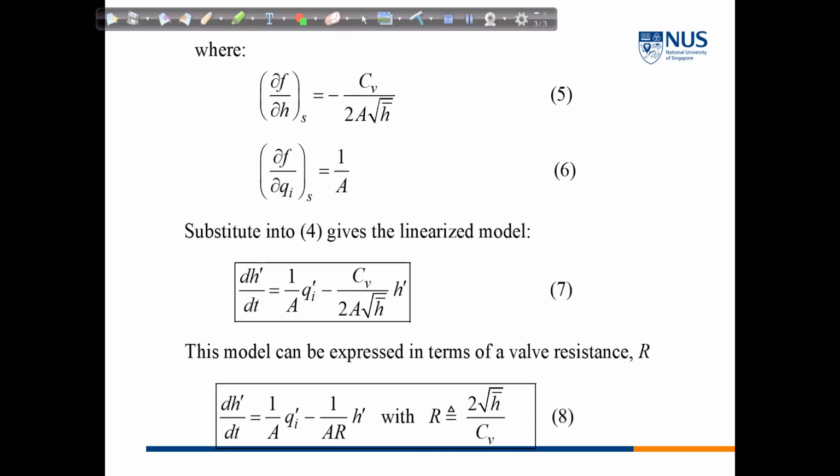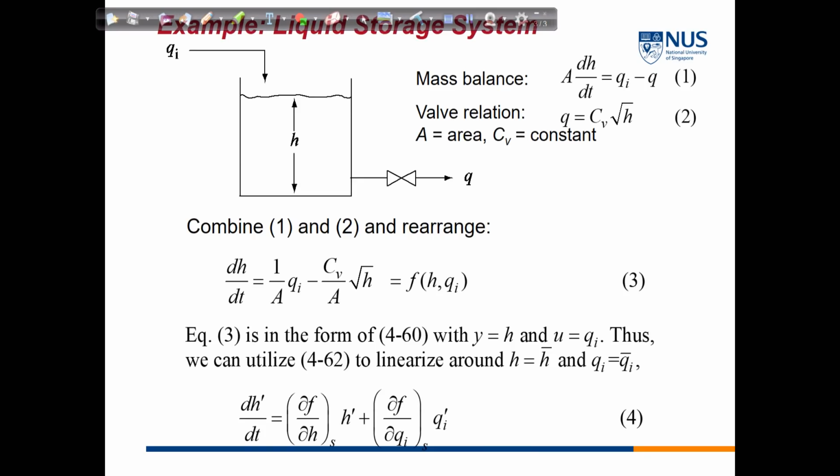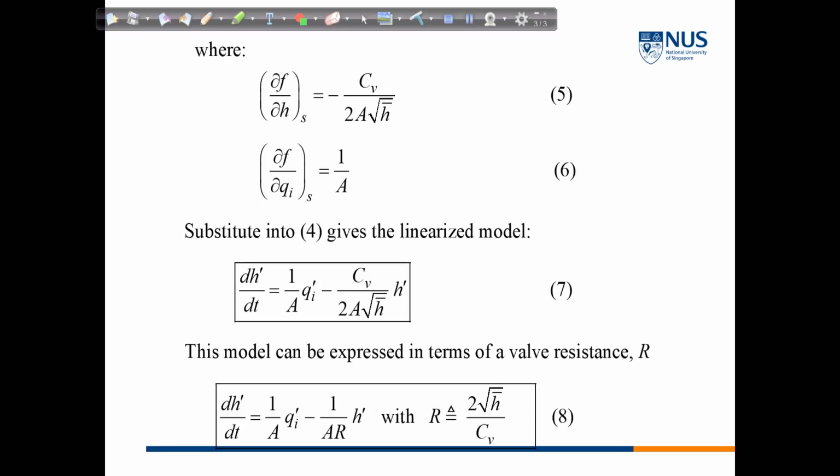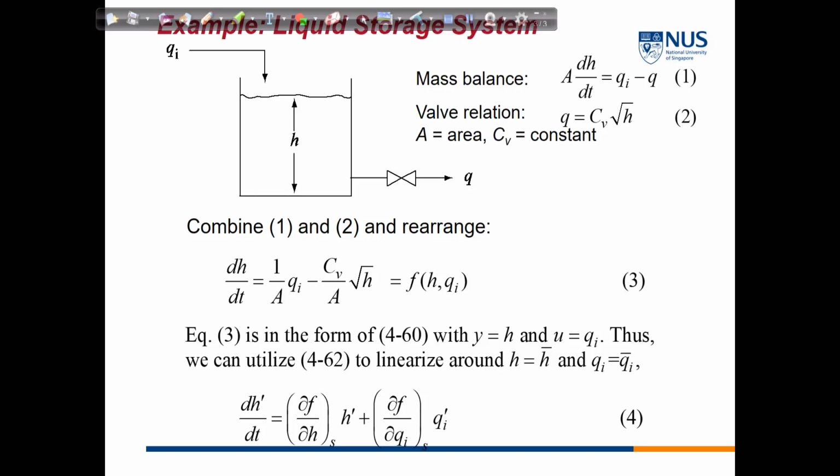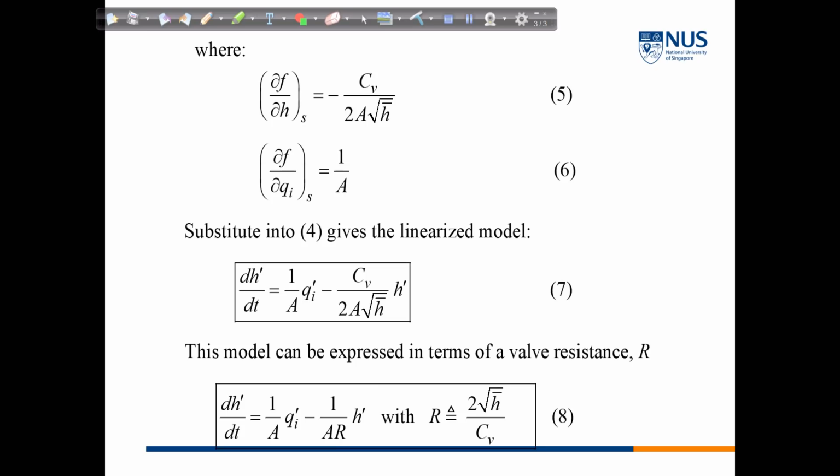Because here the steady state derivative evaluation can be directly obtained from the f function, so just conduct the first order derivative and evaluate the steady state value. We get this constant from these two equations, and then take them back to the linearized model equation 4. We will be able to get the overall model that can be expressed in terms of a valve resistance.